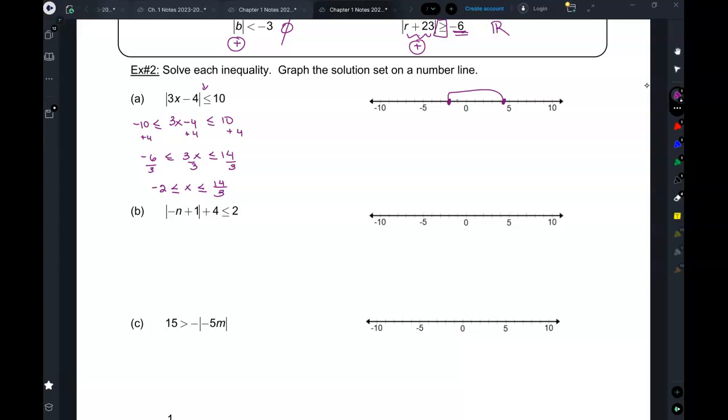For the "and" case on an absolute value, whenever you make it negative, you switch around what side the 3x minus 4 is. The sign stays the same, but you switch around which side it is, because this is greater than negative 10 and smaller than positive 10. Okay, this one, "and" or "or"? Who says "and"? "And" for sure.